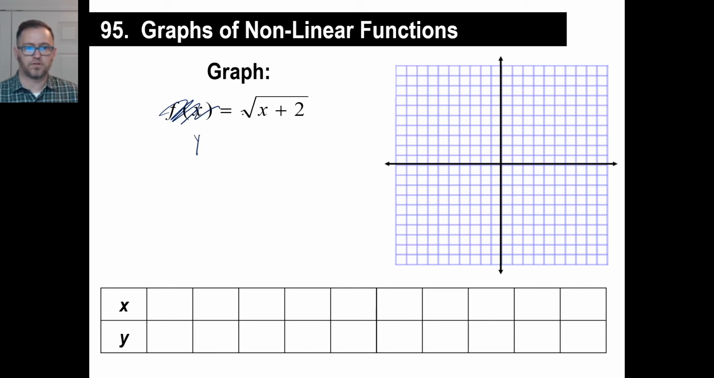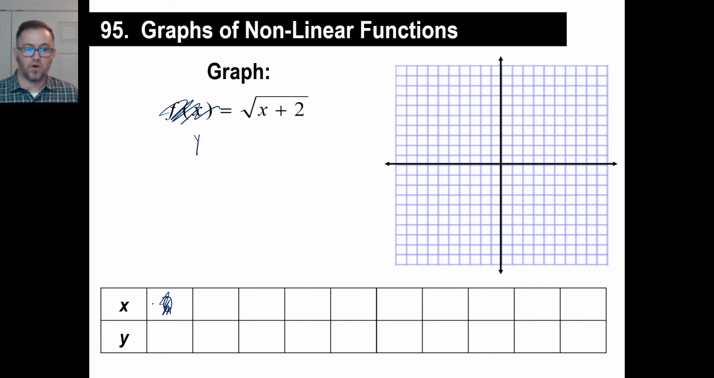Y equals the square root of X plus 2. It's inside there, right? Don't forget that. Now here's what's interesting. Let's just say X is 0, then Y is the square root of 2. I don't know what that is exactly.